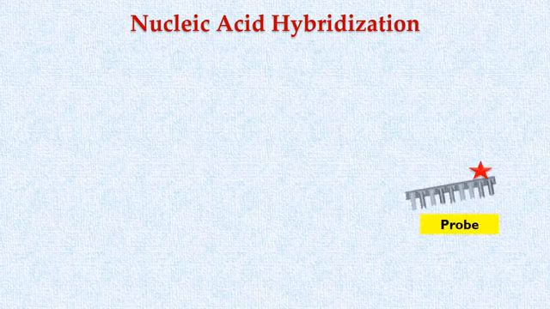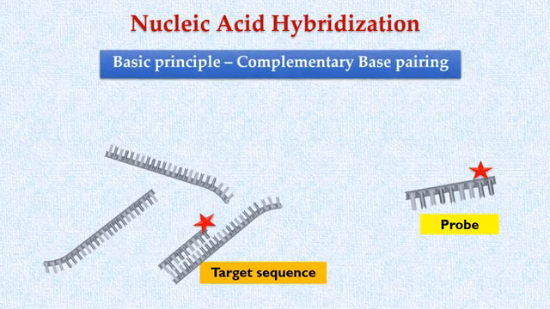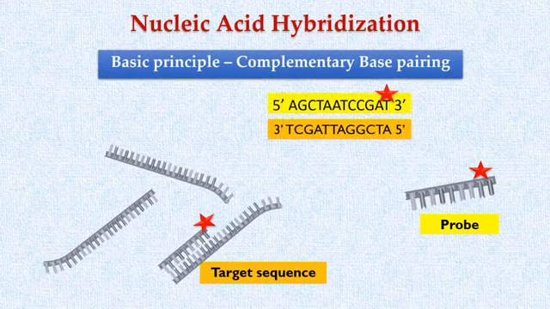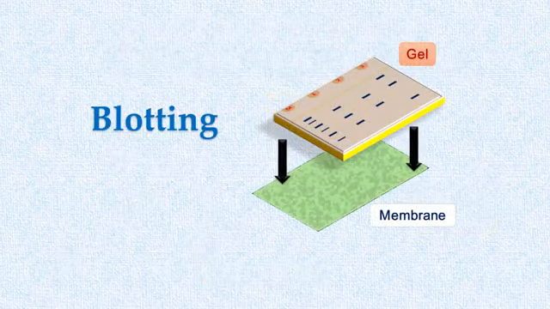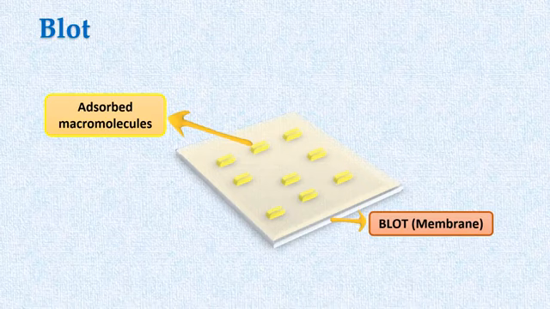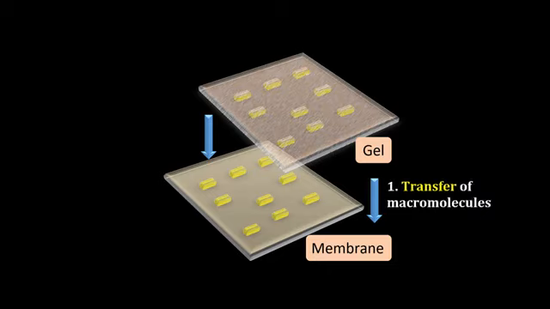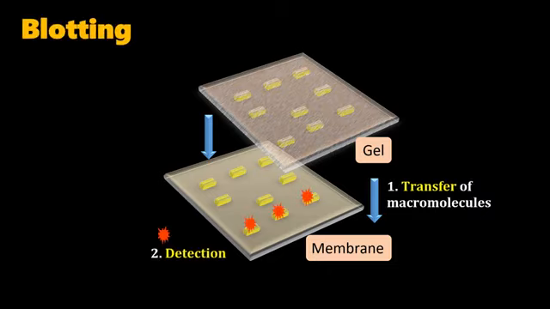In the previous video, we understood the concept of nucleic acid hybridization and probes. We learned that the basis of nucleic acid hybridization is complementary base pairing. Let's now understand what we mean by blotting. The term blot refers to the membrane on which biological molecules such as proteins and nucleic acids are adsorbed or immobilized, and the process of transferring these molecules from a gel to a membrane, followed by their detection on the membrane, is known as blotting.